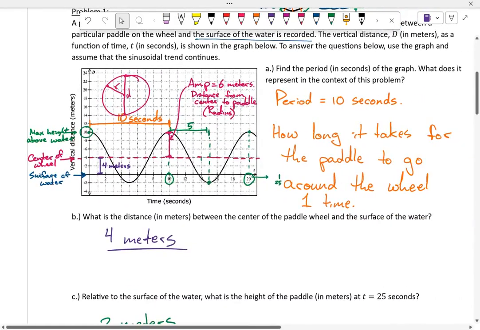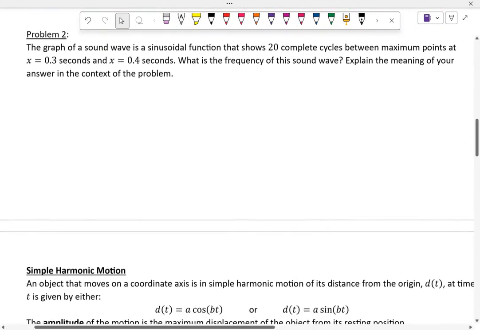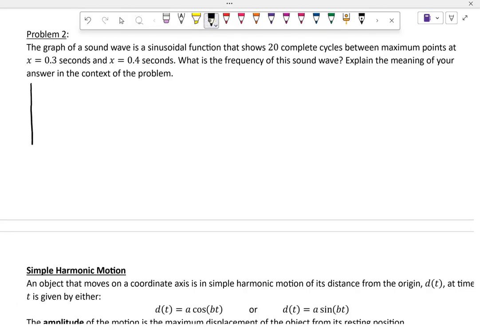Okay. Let's go ahead and move on to this one down here. We have the graph of a sound wave that is a sinusoidal function that shows 20 complete cycles between a maximum point at 0.3 and 0.4. What is the frequency? I find doing a quick sketch to get a better idea of what's going on a good idea.